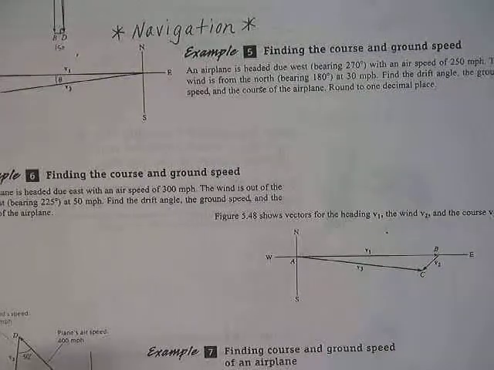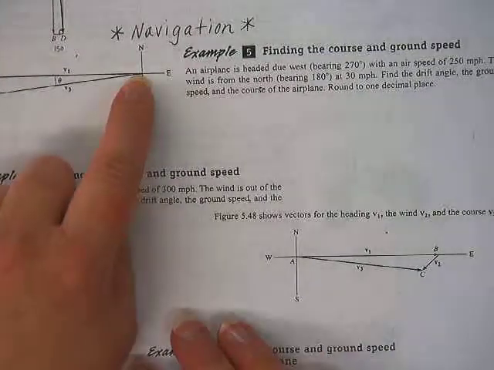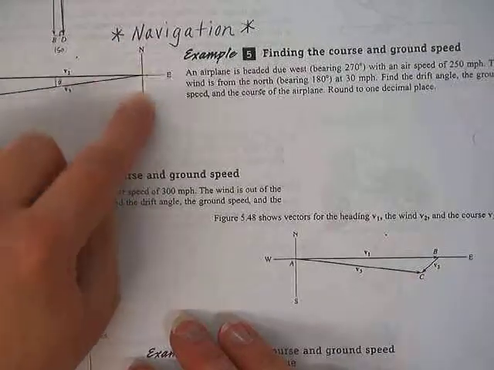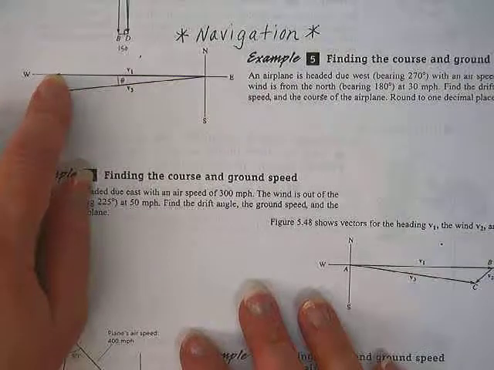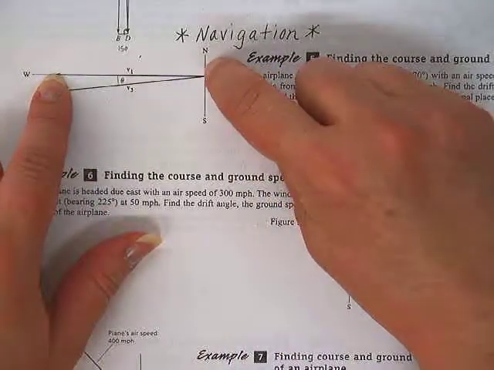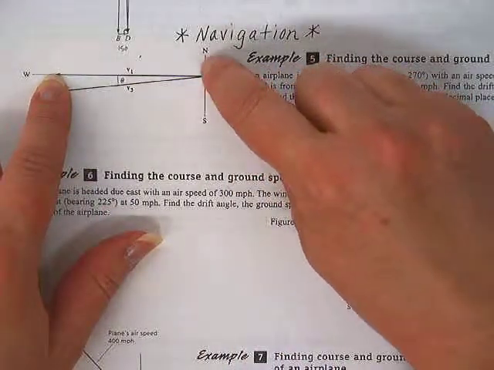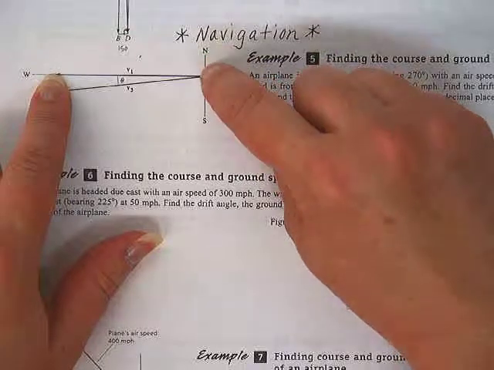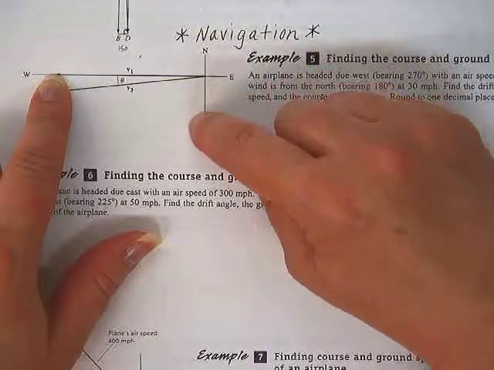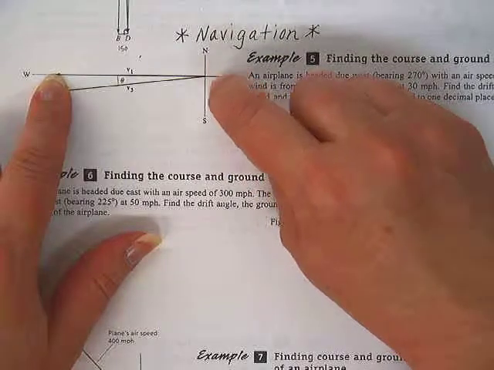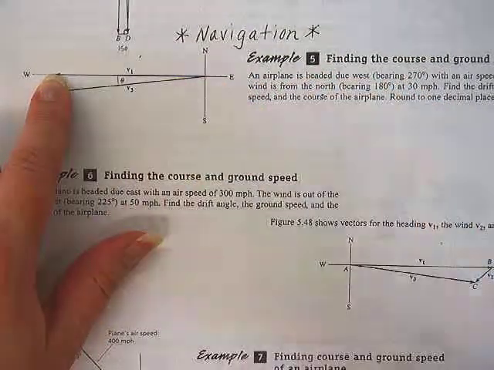Navigation. An airplane is headed due west at a bearing of 270 degrees. So you see we've got our compass here, and the airplane vector is going directly to the west. It's 270 because when we're doing bearings, we start from north, which is the positive y-axis, instead of the positive x-axis. So normally we think of this line as being 270, but because it's bearings, we do from here.